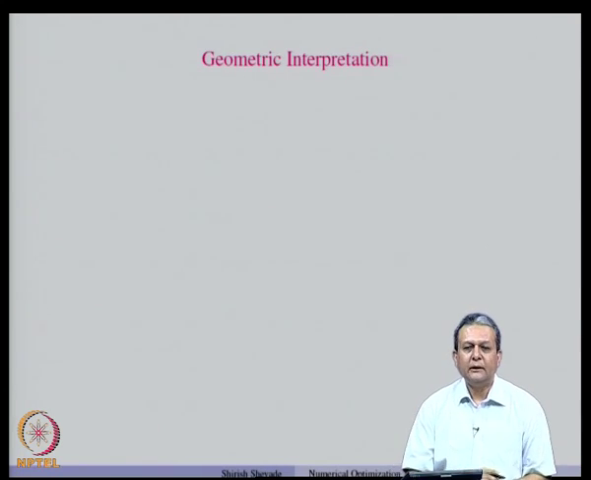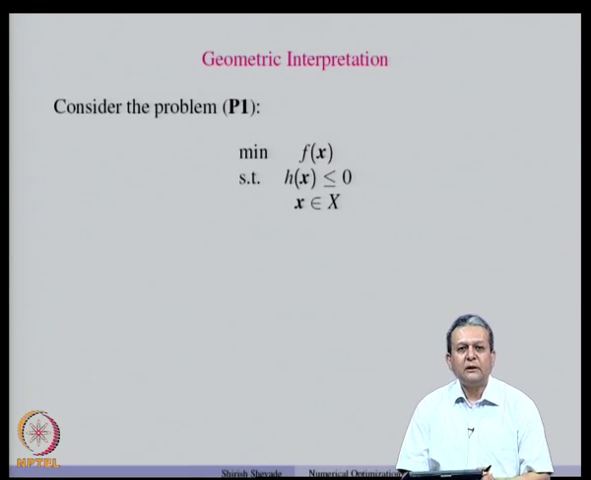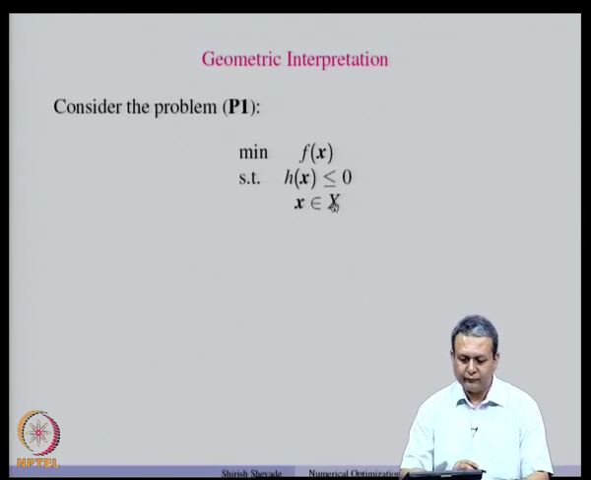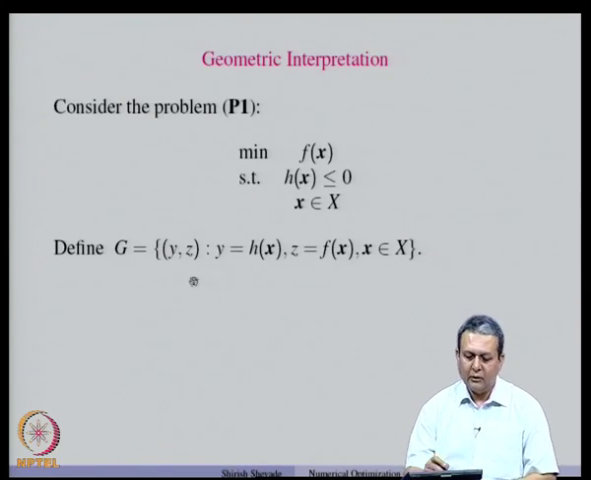Now, let us see the geometric interpretation of this duality. For convenience, let us assume that there exists only one inequality constraint, which is of the type h(x) less than or equal to 0. So, we want to minimize this objective function f(x) subject to the constraint that h(x) is less than or equal to 0 and x belongs to the set X. Now, let us define the set G to be the set of all (y, z) such that y is equal to h(x) and z is equal to f(x) for some x belonging to the set X.